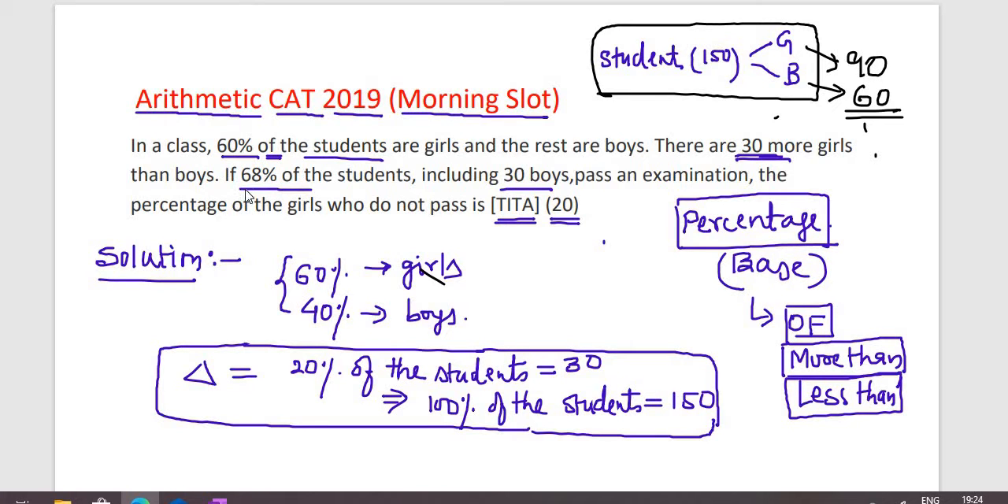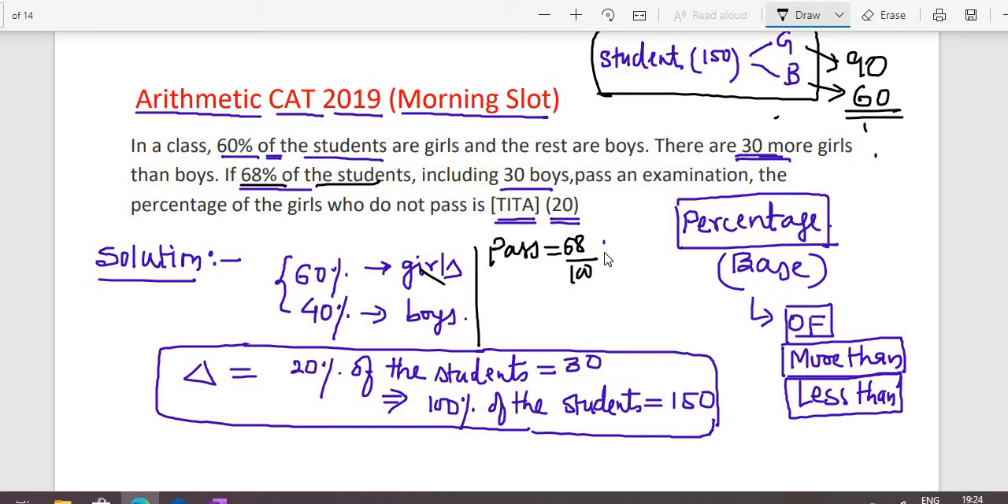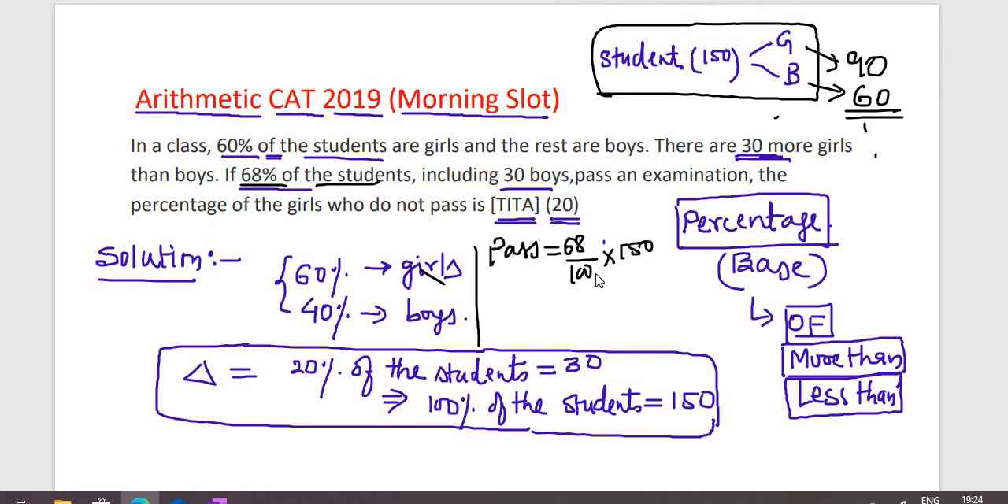Now let us go to the next part of the question. If 68% of the students, including 30 boys, pass an examination. So 68% of, again we have the base as the students. So how many of them pass the exam? That will be 68% of 150. Cancel it with 50, this becomes 34 into 3, which is 102. The total number of students who passed the examination is 102.